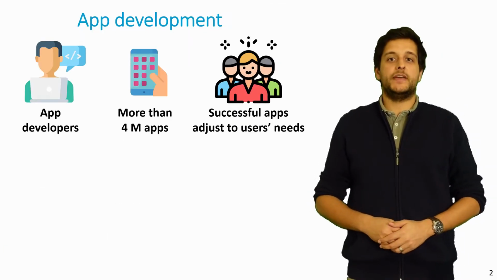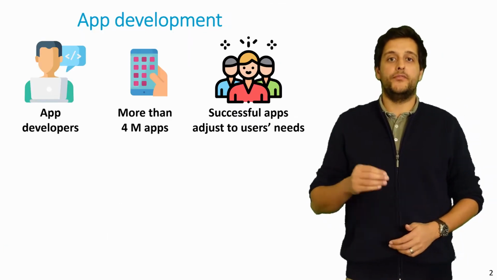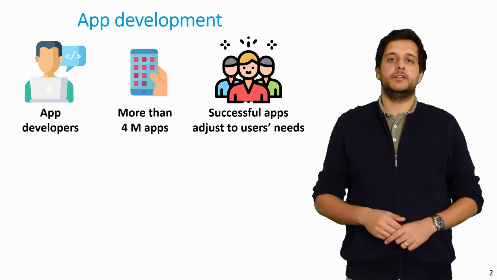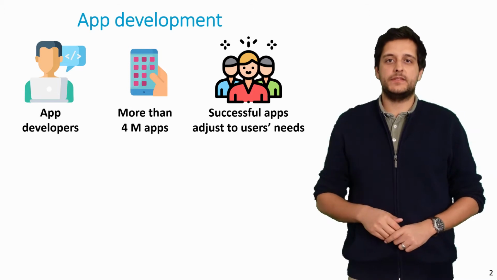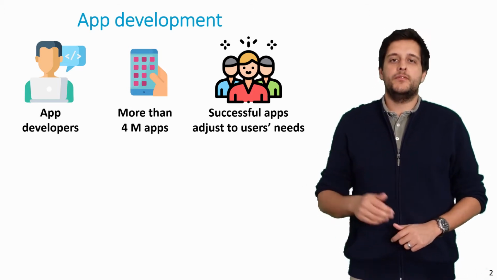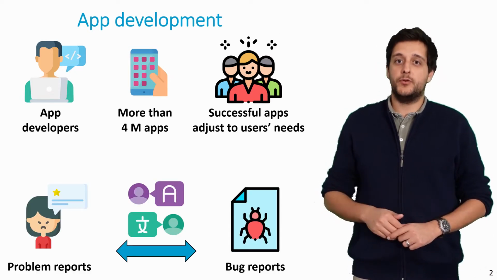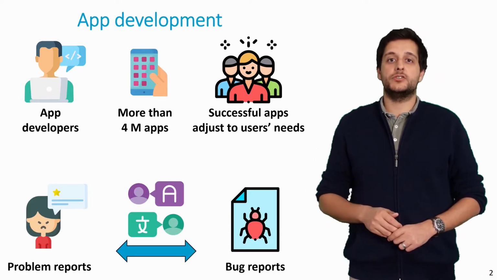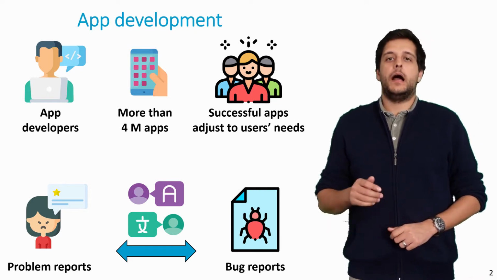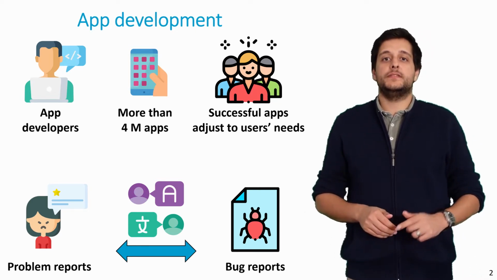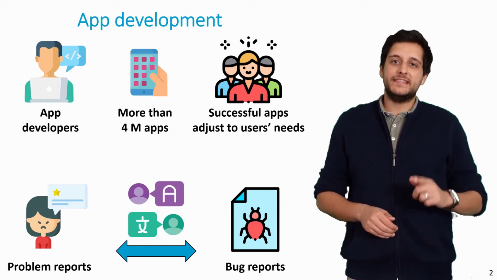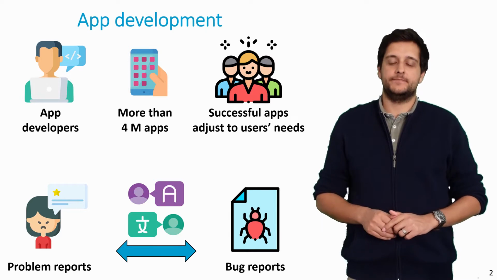App developers face a competitive app market with more than 4 million apps. For the success of their apps, it is essential that developers adjust the apps to the user's needs and fix bugs timely. Previous research has shown that users' problem reports contain valuable information for app developers to detect and fix bugs. However, users and developers use different languages, and finding problem reports that match existing bug reports is challenging.